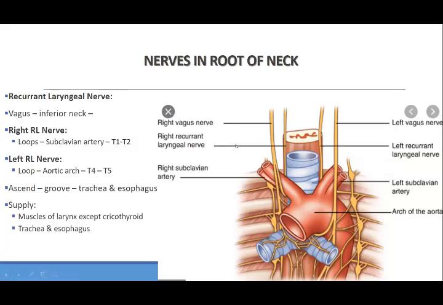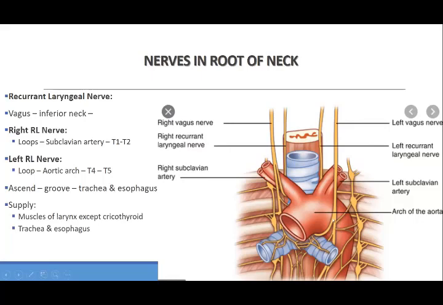On the right side it is slightly different. On the right side the vagus nerve gives off the recurrent laryngeal nerve in the lower part of the neck. This recurrent laryngeal nerve then loops around or hooks around the first part of the subclavian artery.